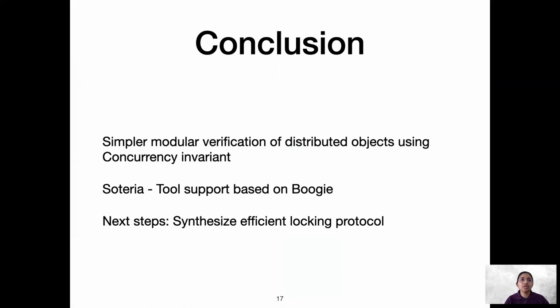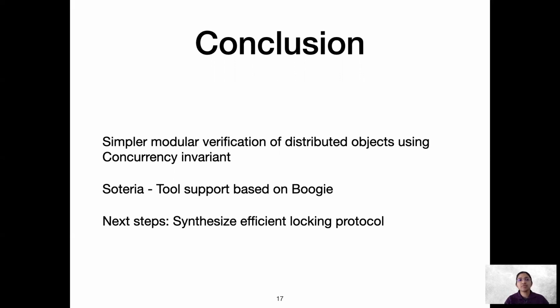So to conclude, we presented a simple, modular, Hoare-logic style proof rule for verifying the safety of highly available distributed objects. We introduced the notion of concurrency invariant that can be derived from the specification, which is basically the precondition of merge. We presented a tool based on this proof rule. The tool uses Boogie, which in turn uses Z3, which is an SMT solver, to discharge verification conditions.